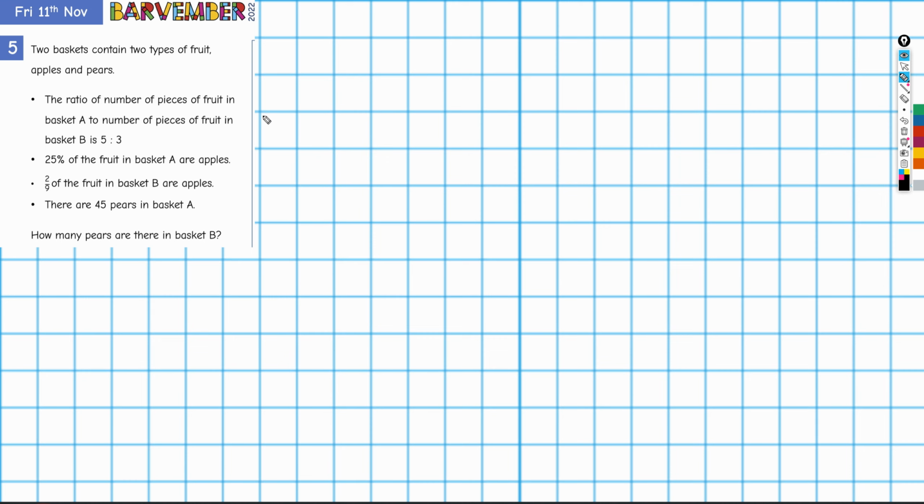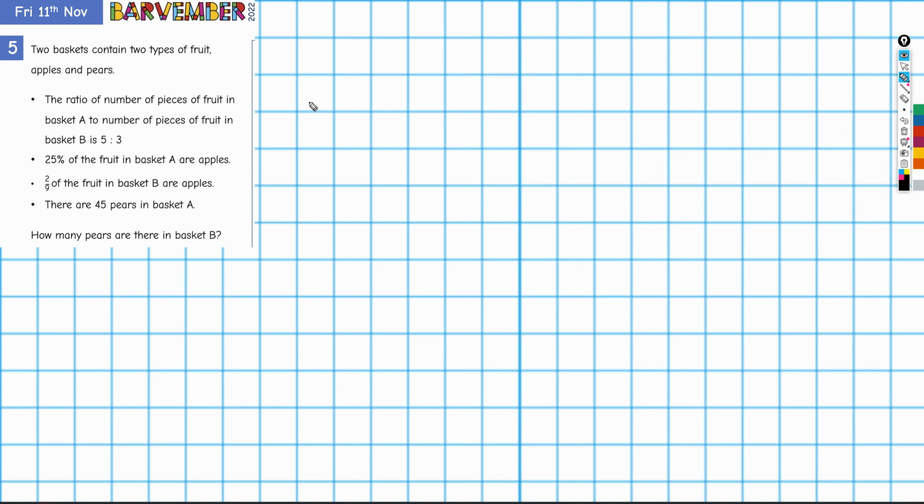Okay, two baskets contain two types of fruit, apples and pears. The ratio of number of pieces of fruit in basket A to the number of pieces of fruit in basket B is 5 to 3. 25% of the fruit in basket A are apples and 2/9 of the fruit in basket B are apples. And we're told there are 45 pears in basket A. And we're asked to calculate how many pears there are in basket B.